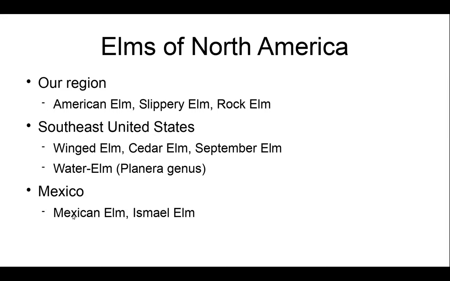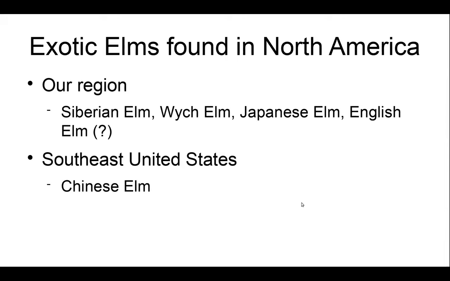And in Mexico, there's Mexican elm, which is the largest elm in the world, one of the largest trees in the world, a very big tree. And Ishmael elm, which was only discovered in the 1990s on limestone uplands. Exotic elms found in North America, our region: we have Siberian elm especially. It's a very weedy tree, quite common. We have witch elm, which is quite similar to slippery elm. Japanese elm, which has been brought in the last decade or two, being planted pretty often probably because of Dutch elm disease resistance. And English elm I put with a question mark because I know it's been planted in the Northeast a fair bit, say Boston, much of New England.